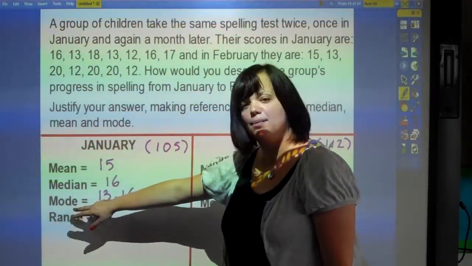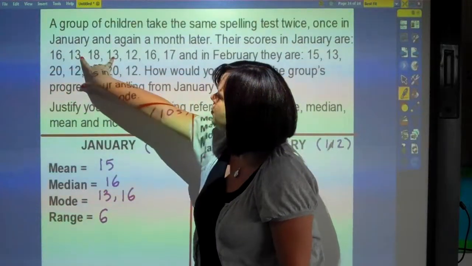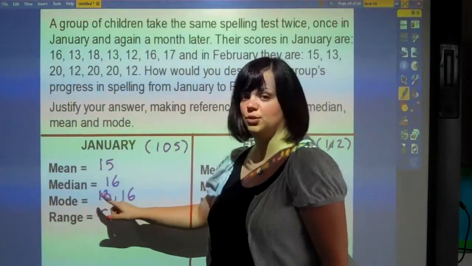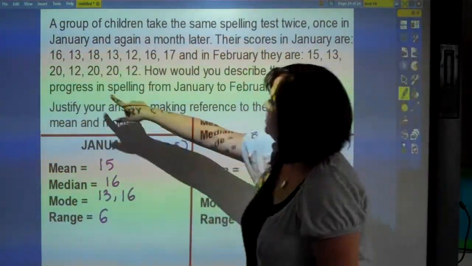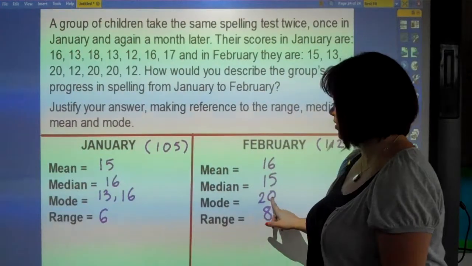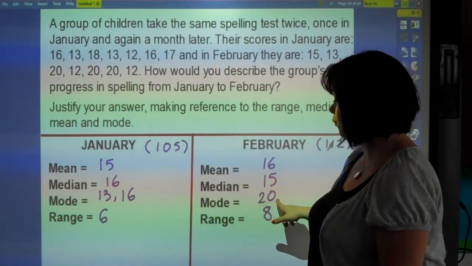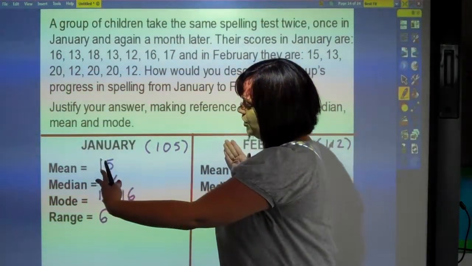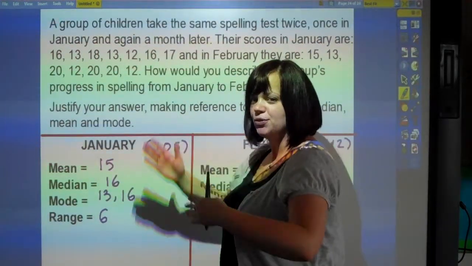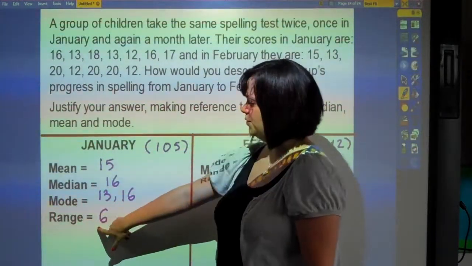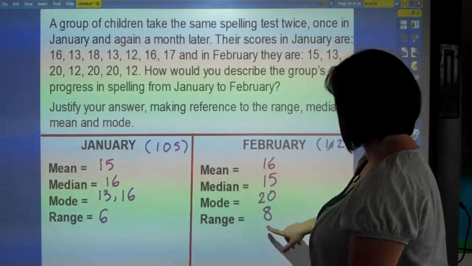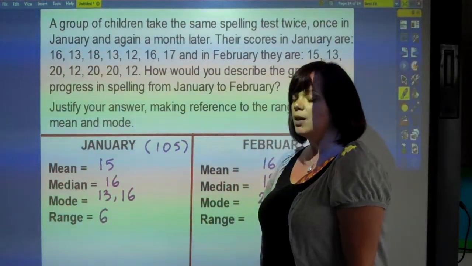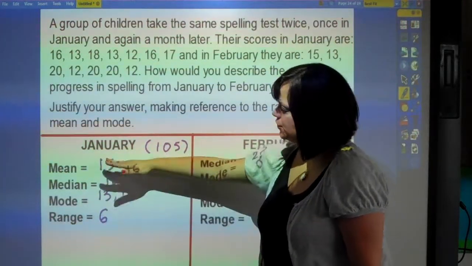We then get to the mode. Now, the mode is the one that happens the most, and if you look in the January one, there's 2 numbers that happen twice, 13 and 16, so I couldn't just put one number. Whereas in February, 3 children got 20, so the mode, the most often number, was 20. The range is when you've got them all in order, you look at the difference between the biggest and the smallest number. So the range in January was 6 when I found the difference, and 8 in February. That took me a bit of time to do, but they're how you find each of those averages.